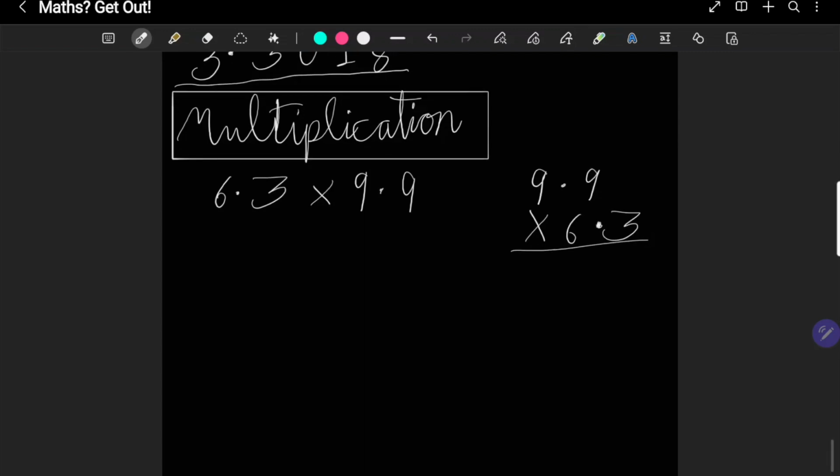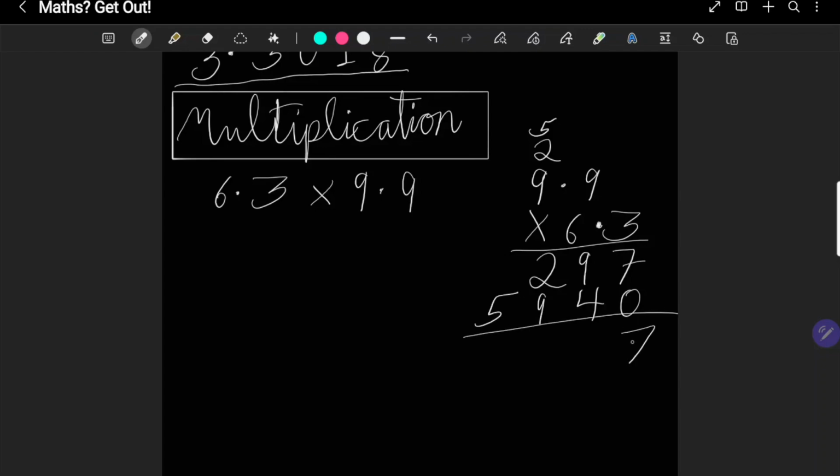For now, just imagine that these decimal points don't exist. So 9 times 3 is 27, 7 to carry. 9 times 3 is 27 again, 27, 28, 29. We're gonna put a 0 here. 9 times 6 is 54, 4, 5 carry. 9 times 6 is 54, 54 plus 5 is 59. There we go. 7, 3, 12, 6.